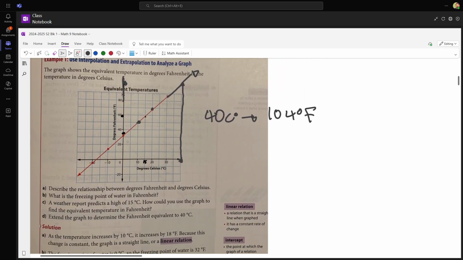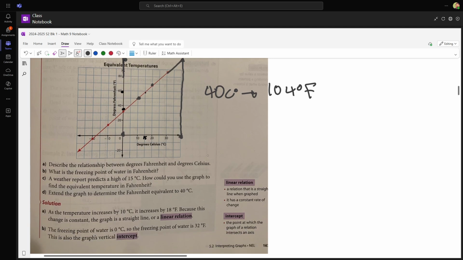Now, to talk about freezing point in Fahrenheit, you'd be looking at 0 degrees Celsius, right? Because that's the temperature that water freezes right here. And then we look straight up and see what point crosses. So that would be something around 21, 31 degrees Fahrenheit. If you extend the graph to determine what it was at 40, which we already did, you're around 100 something.